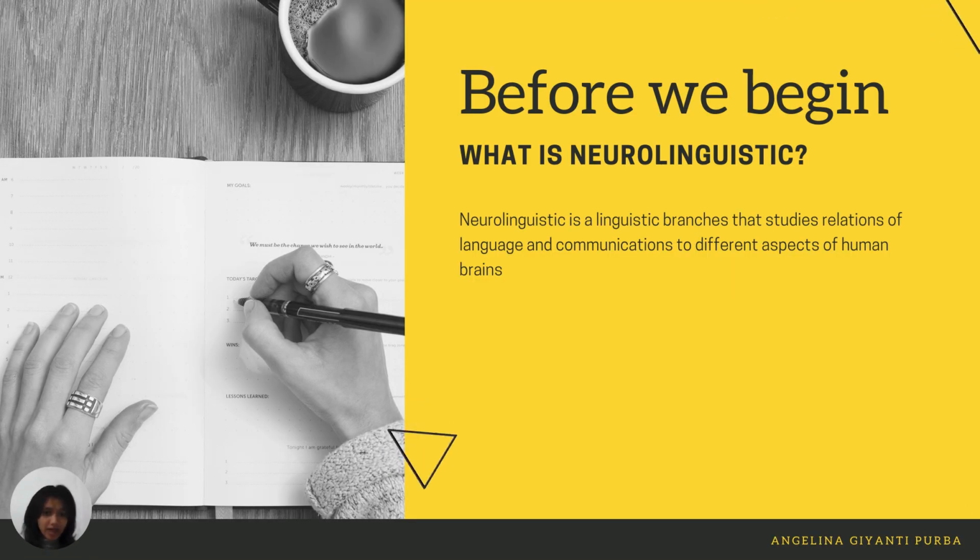Before we begin, I would like to explain a little bit about what neurolinguistics is in short. Neurolinguistics is a linguistic branch that studies the relations of language and communication to different aspects of the human brain. In simple words, neurolinguistics tries to explore how the brain understands and produces language and communication, which involves the attempt to combine two theories.